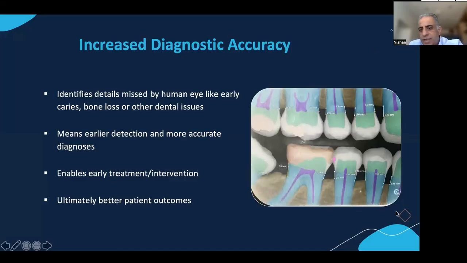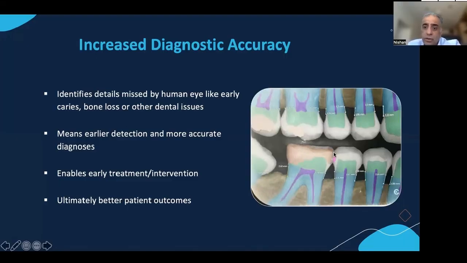As you can see from this X-ray that we took of a patient recently, there's a few things that we see from the X-rays, and we can sit and talk to the patient about. One is their bone levels. And these numbers represent the amount of bone loss from the CEJ to the bone crest. And where it's increased a little bit, we can explain to the patients why it's increased, where they need to focus on their cleaning.